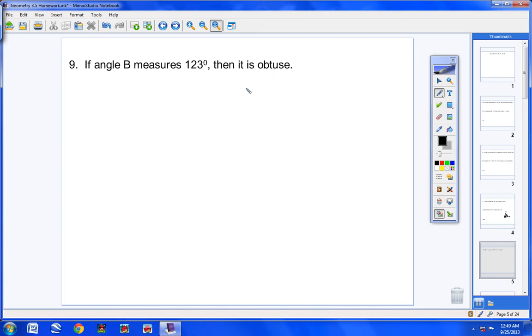Okay, let's turn it around. Let's write the converse. If angle B is obtuse, then it measures 123 degrees. So there you go. There's your converse. If angle B is obtuse, then its measure is 123 degrees. Well, that's not necessarily true.